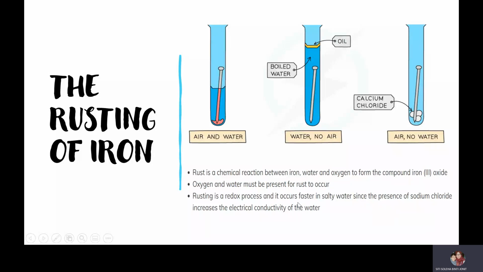The rusting process occurs faster in salty water due to the presence of sodium chloride, because sodium chloride increases the electrical conductivity of the water, so the reaction becomes faster.